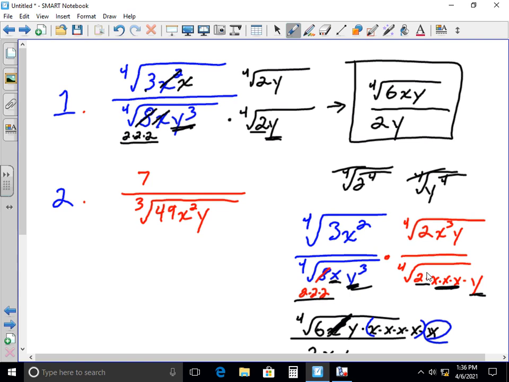All right, so 49 is 7 times 7. So we need another 7. And whatever we put has to be under a cube root. Yeah, that's x to the second here, so we need another x. How many more y's do we need? We need 2. We have 1 y. We're making groups of 3, so if I have 1, I need 2 more.